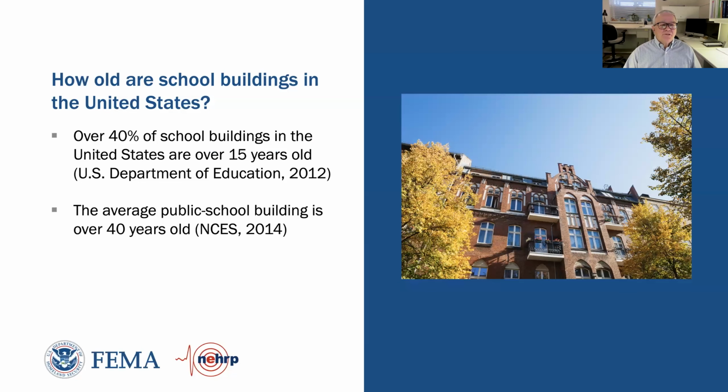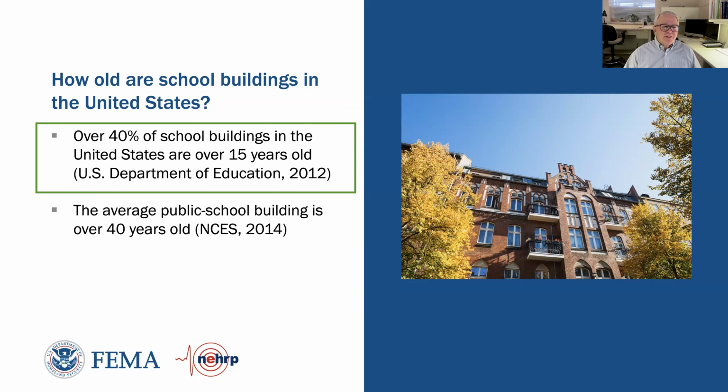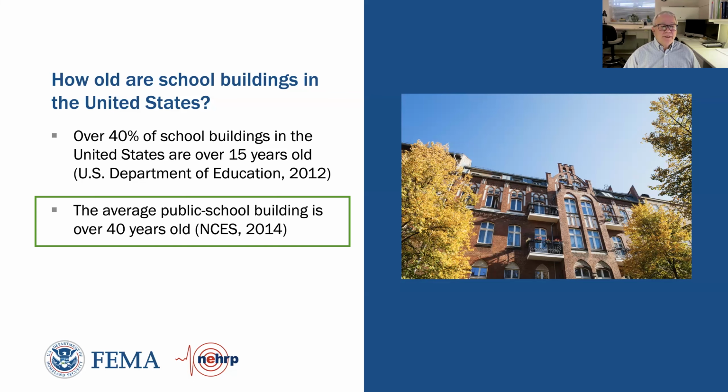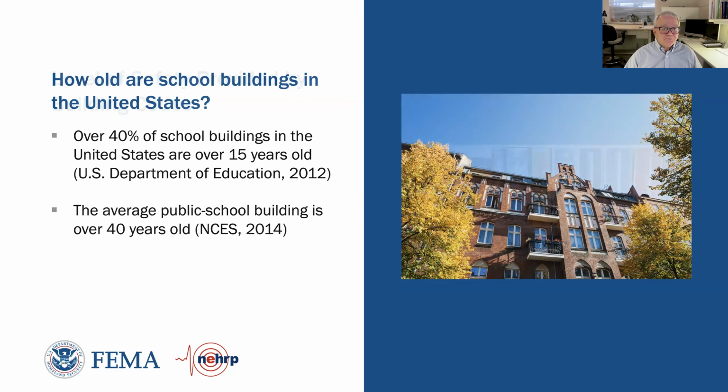So how old are school buildings in the United States? Well, a study by the US Department of Education suggested that over 40% of the school buildings in the United States are over 15 years old. And that's significant because they were built to earlier building codes that may not provide the same resilience or strength that modern building codes do. The average public school building is over 40 years old.